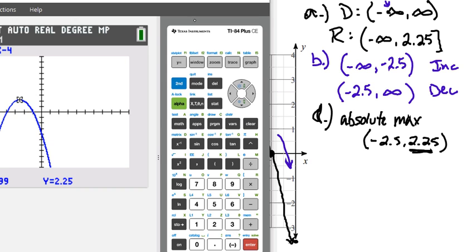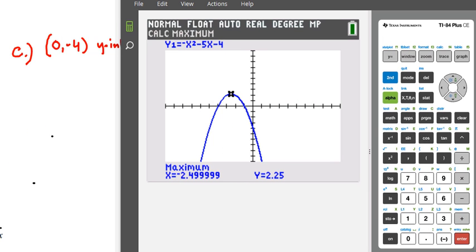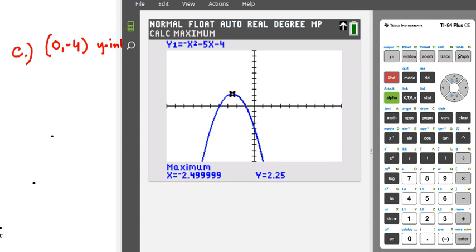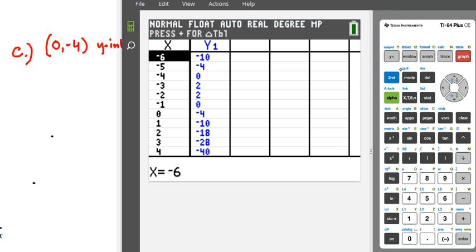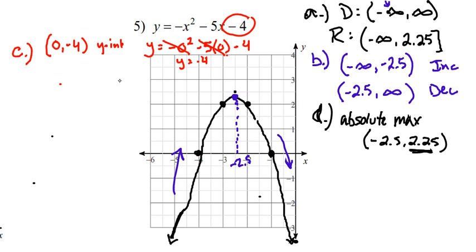And if I hadn't done that already, or if you wanted to find it a different way, type in the equation, hit second and graph, and you find when x is 0, the y value is negative 4. That's the definition of the y-intercept. So we've got the y-intercept.